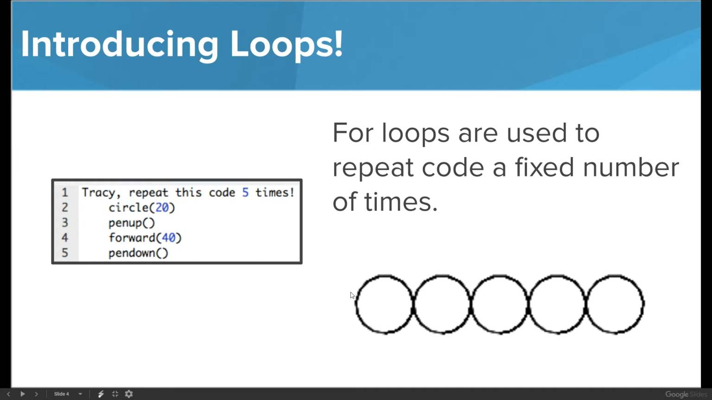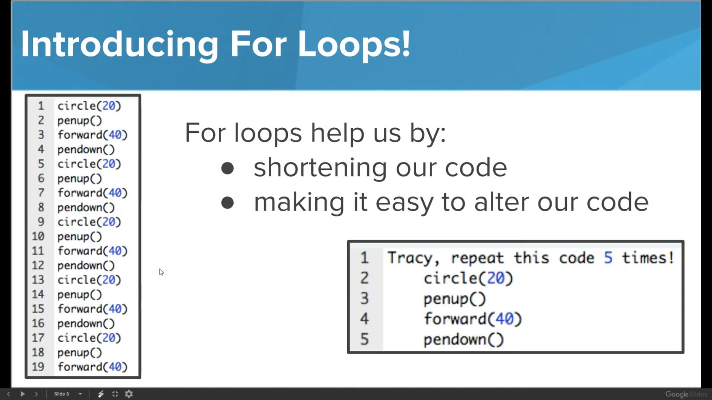So for something like what we have here on the screen, there are 5 circles that Tracy drew. And so we kind of want Tracy to repeat this code 5 times. Draw a circle, pick your pen up, move forward, put your pen down, and then repeat over and over and over again. And so this for loop, you don't need to write anything yet. I'll go over with you exactly what a for loop looks like. So just take a look up here at the screen.